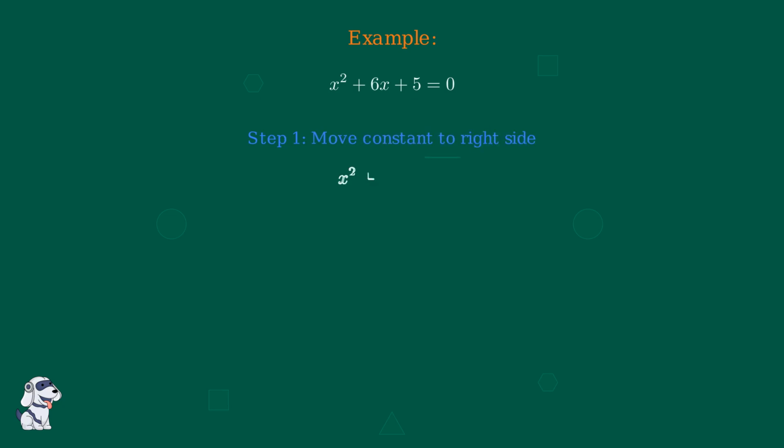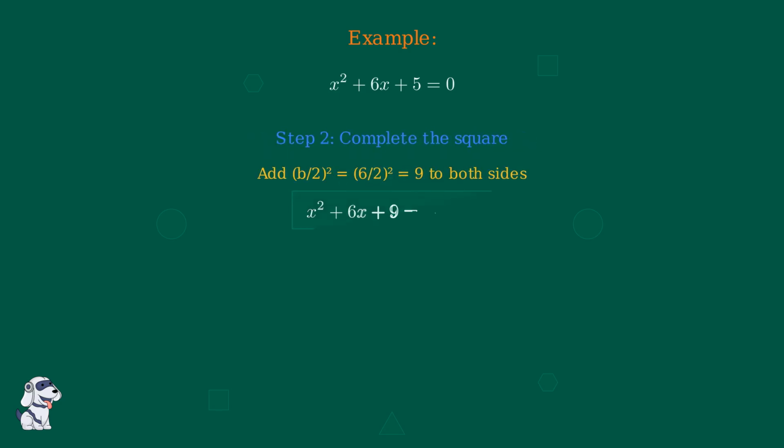Step 1, we move the constant term to the right side of the equation. Subtracting 5 from both sides gives us x squared plus 6x equals negative 5. Step 2, to complete the square, we take half of the coefficient of x, which is 6, divide by 2 to get 3, then square it to get 9. We add 9 to both sides of the equation.